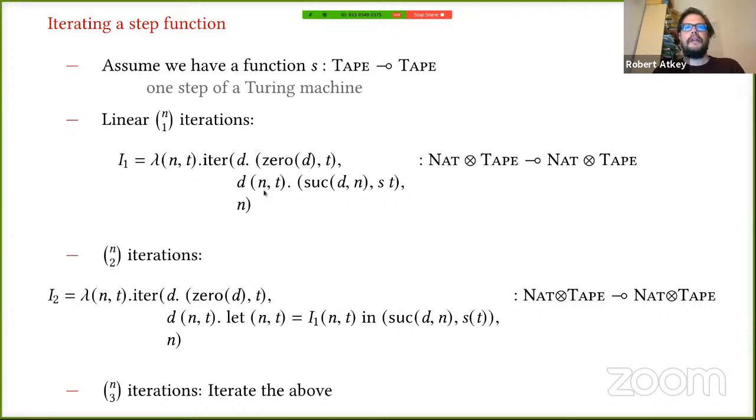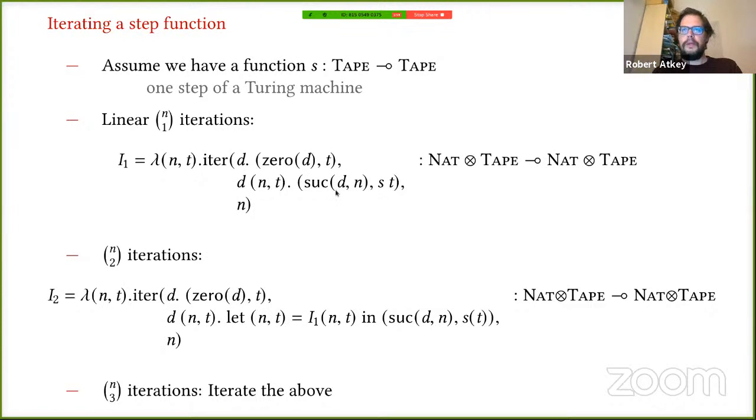In the step case, we take our number and our tape, we apply the step function to the tape, and we build up a new natural number with the diamond we were given and the natural number. So this allows us to take a natural number as input and the input tape and work that many times, but we generate the natural number at the end. And notice here we can't duplicate the number in any way because we have to pay this diamond. We get 1 diamond back from the iteration and we have to pay it to build up the number again.